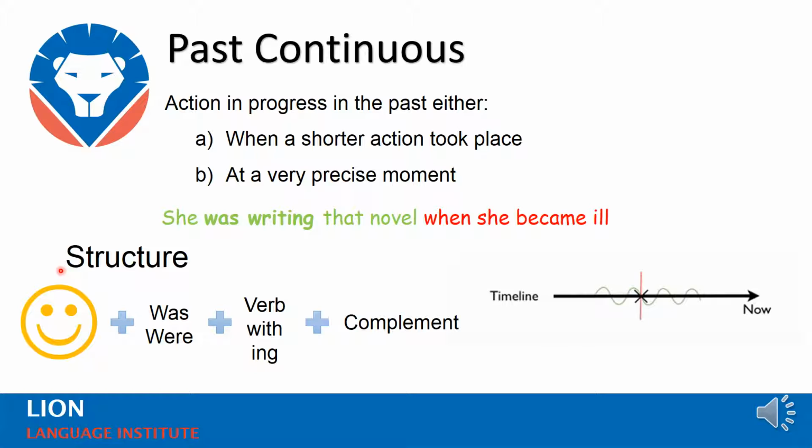Here we have our structure. First we have our subject. After we have was or were. We use was because we're talking in third person. Plus our verb with ing. The verb was write, so we add only the ing and we erase the e. Verb with ing, writing. Plus our complement, that novel when she became ill.